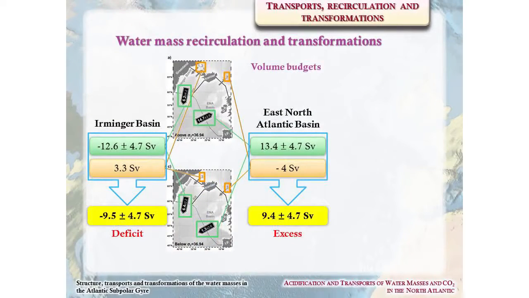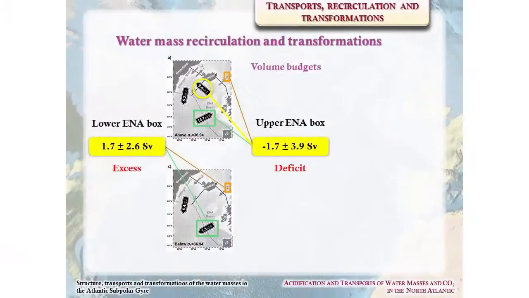In order to obtain the volume budgets of the boxes, for the northern boundary we consider the volume transports available in the literature, which are represented in gray, and for the southern boundary we use the water mass transports estimated in our study. The net volume transport in the Irminger Basin results in a deficit of 9.5 sverdrups, and in an excess of 9.4 sverdrups in the East North Atlantic Basin. Therefore, 9.4 sverdrups should flow from the East North Atlantic Basin to the Irminger Basin over the Reykjanes Ridge.